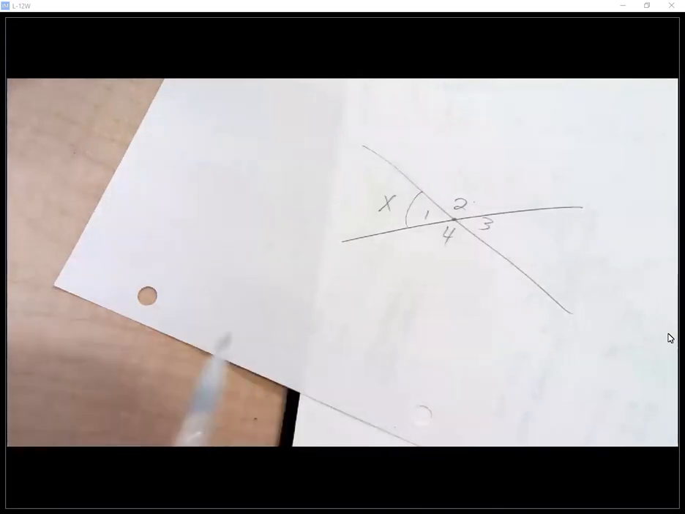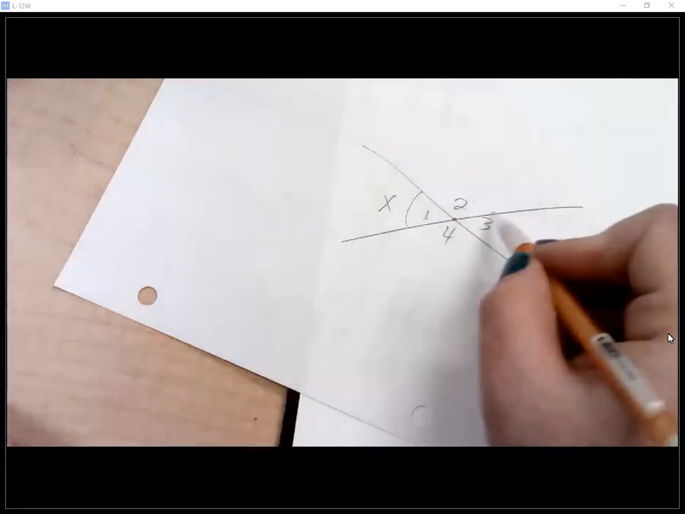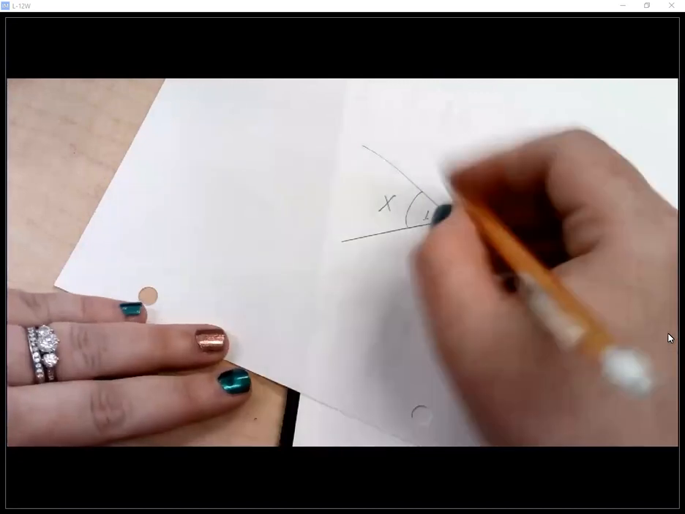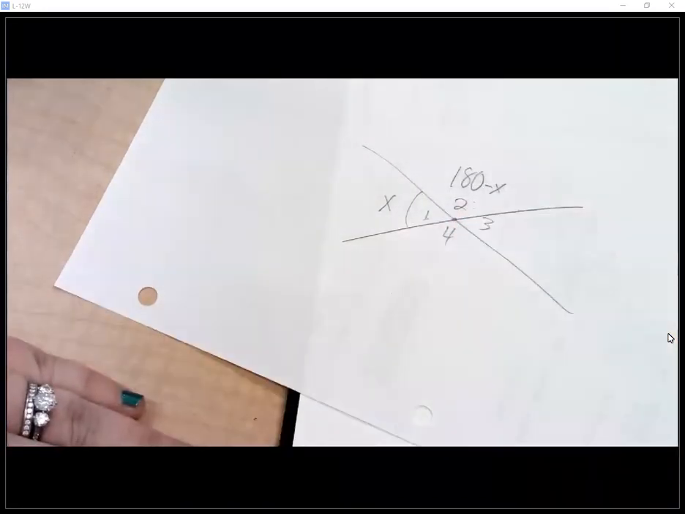180 minus X. Yes, right? Because don't angles 1 and 2 add up to 180? They make that straight line together. So this one has to be 180 minus X. You agree? We had a homework problem that was like this way back when. What does angle 3 have to be?